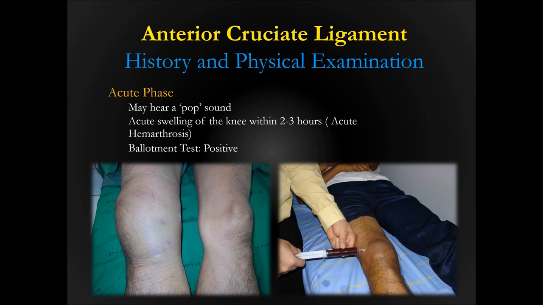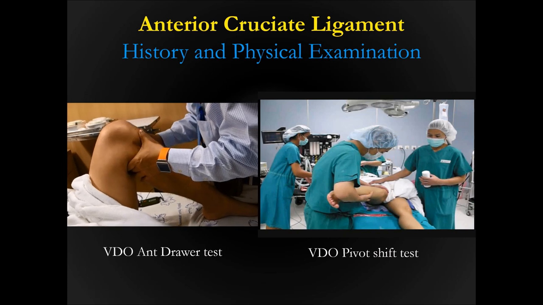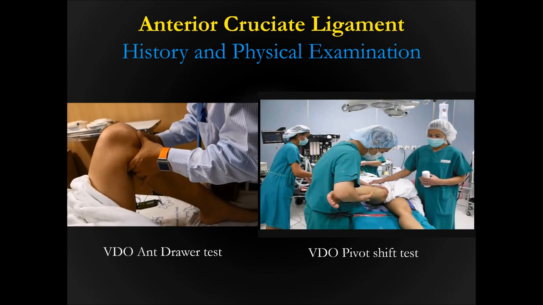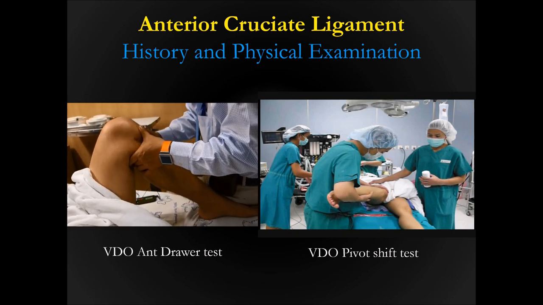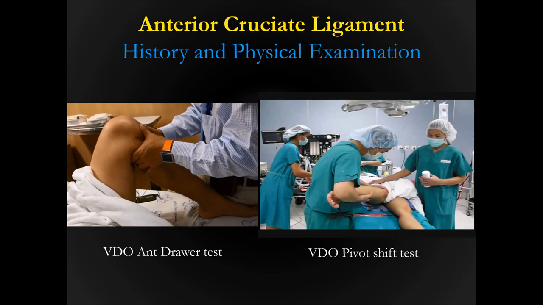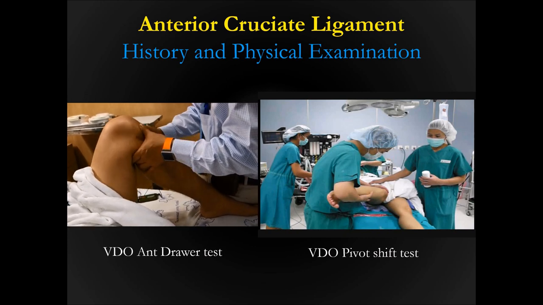At the emergency room, you will see that the knee is swollen like this. If you do aspiration, you get blood from the joint. We call it hemarthrosis. At the beginning, you should not do any aggressive examination. Just rest, ice, elevation, and compression. After about 2 weeks, the swelling will be gone and the patient can walk again.